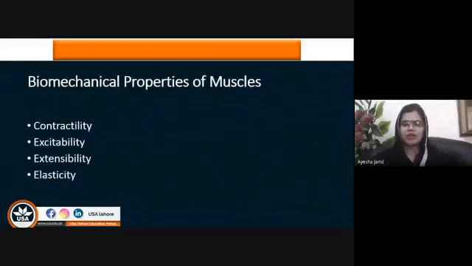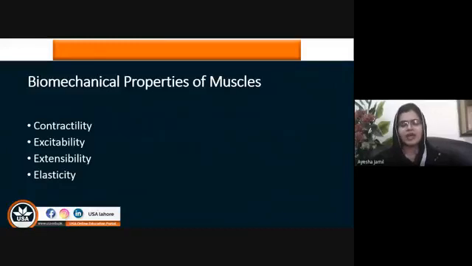Nature has provided the muscle with four basic biomechanical properties. The first one is contractility, the next is excitability, the next is extensibility, and the fourth one is elasticity. Contractility is the ability of a muscle to produce contraction or to shorten. It is of two types, concentric contraction and eccentric contraction. The muscle performs its function by these two contractile actions.